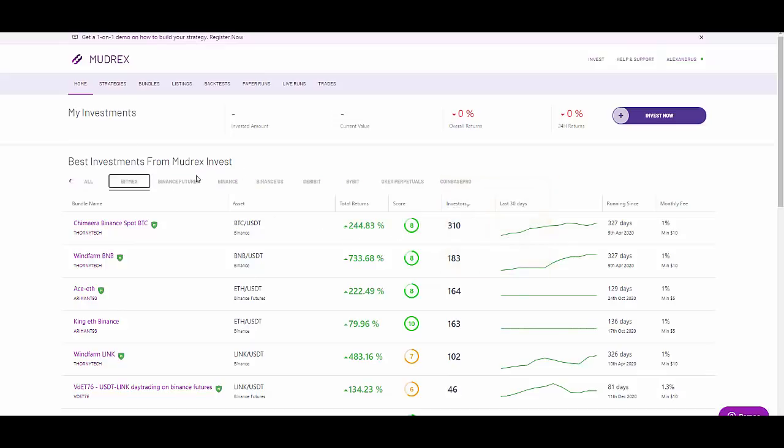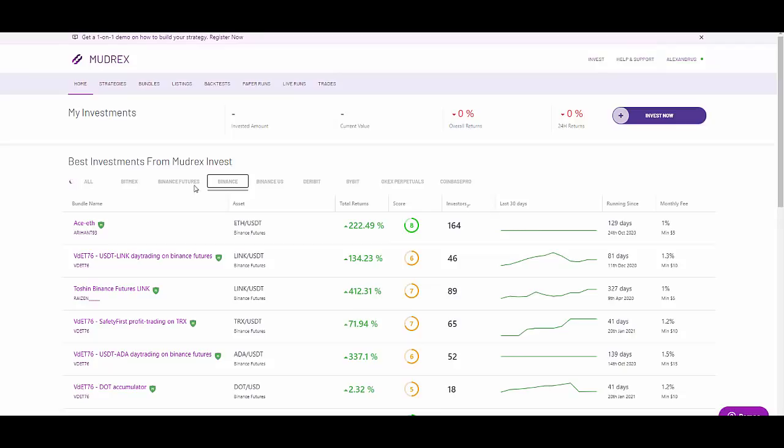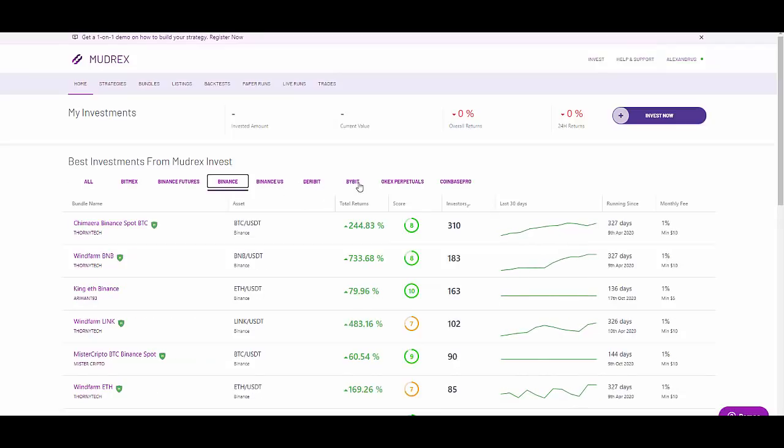You can also sort by the exchange you want to use it on. You have BitMEX, Binance Futures, which I was using. You have normal Binance. You have Binance US, Deribit, Bybit, OKX Perpetuals, and Coinbase Pro. So there are quite a few of those exchanges.